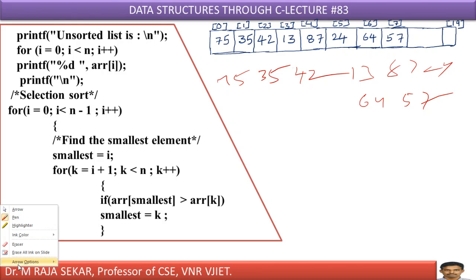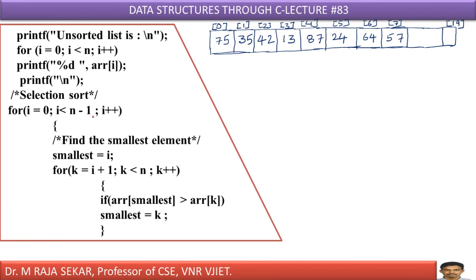Before sorting, I am displaying all the elements. Now I must apply selection sort for sorting these elements. How can I apply? Your logic is so simple. I already discussed it in lecture number 82. You have to select the smallest element from the array. How can I select? i = 0. Just say here i = 0, i < n minus 1. Your n is 8, 8 minus 1, 7.